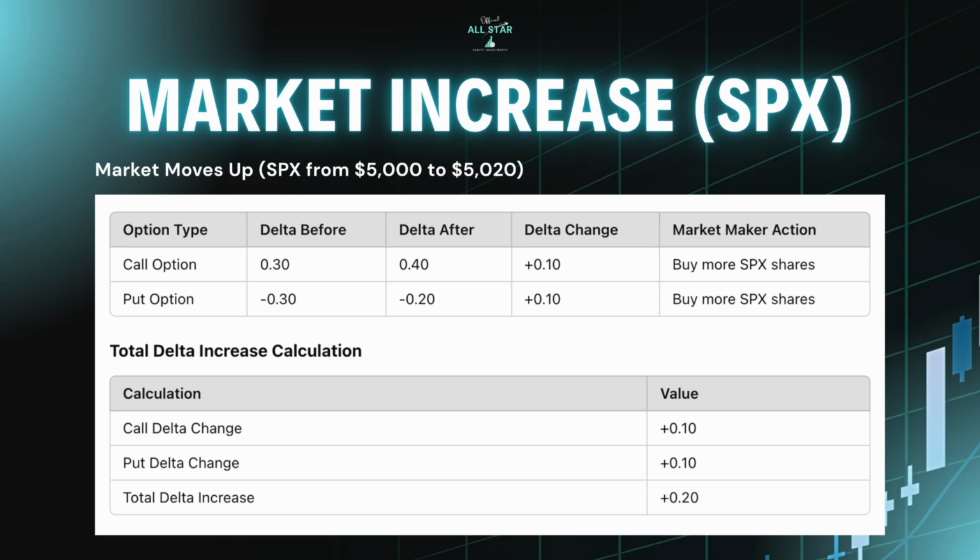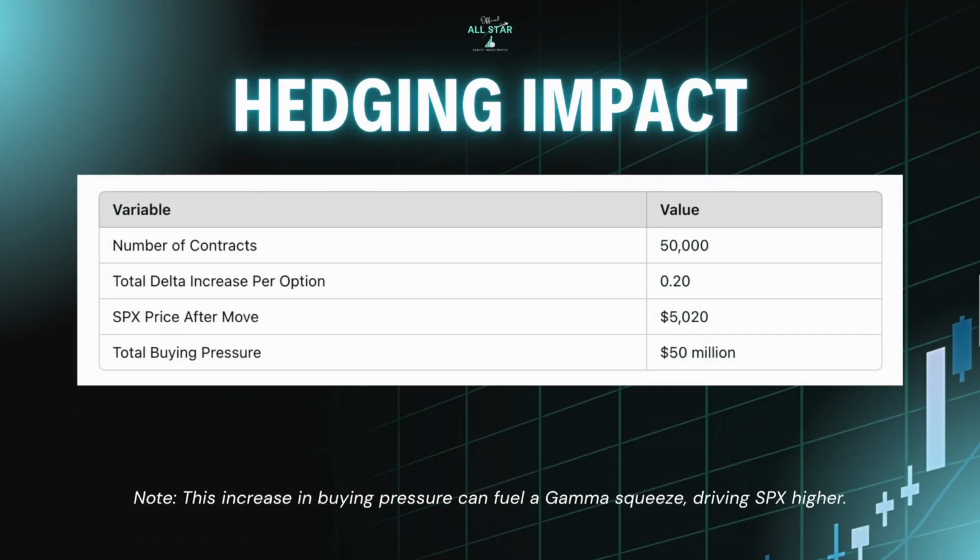So that may be a bit confusing, so let me break it down. For every one SPX point move, market makers adjust by 0.2 SPX equivalent shares per option. This is a real-life practical example, so let me show you how it will play out with the numbers. In this example, if there are 50,000 option contracts, you would multiply the 50,000 times the 0.2 times the 5,020, and that would give you over $50 million worth of SPX buying pressure.